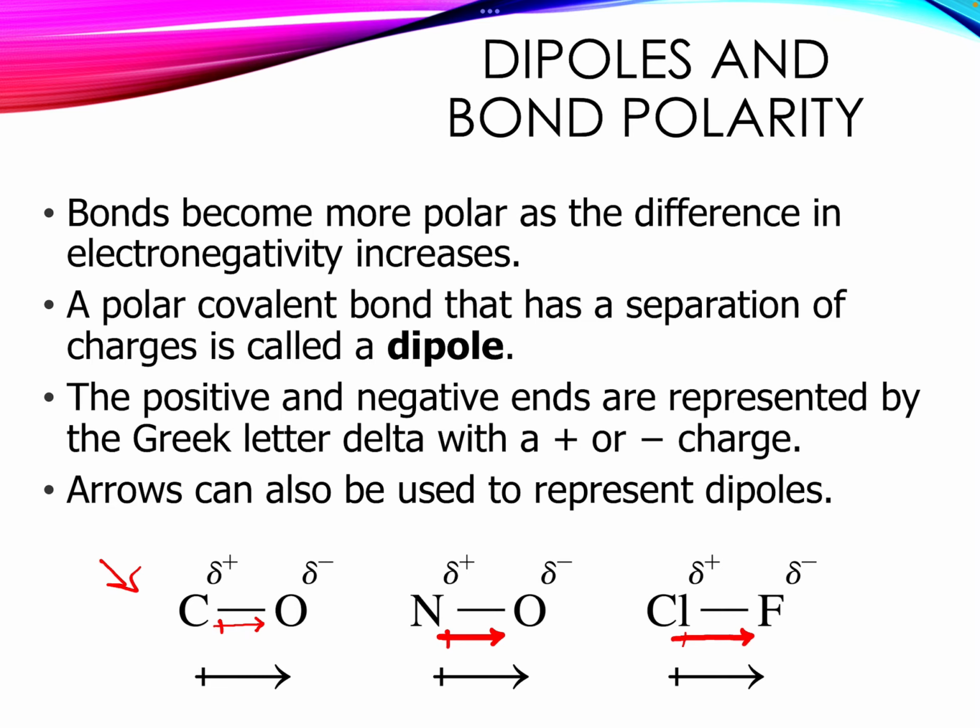So here they're all shifting to the right just because that's the way I've drawn it, but it doesn't have to go to the right. It's just always going to point to the more electronegative atom.